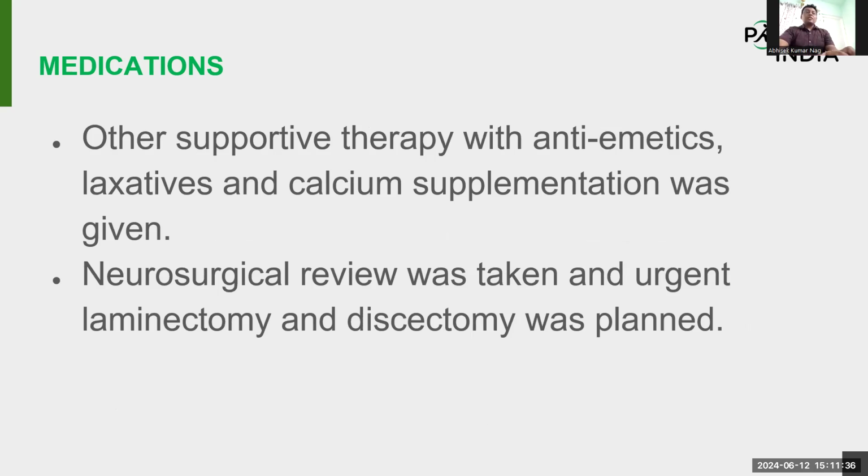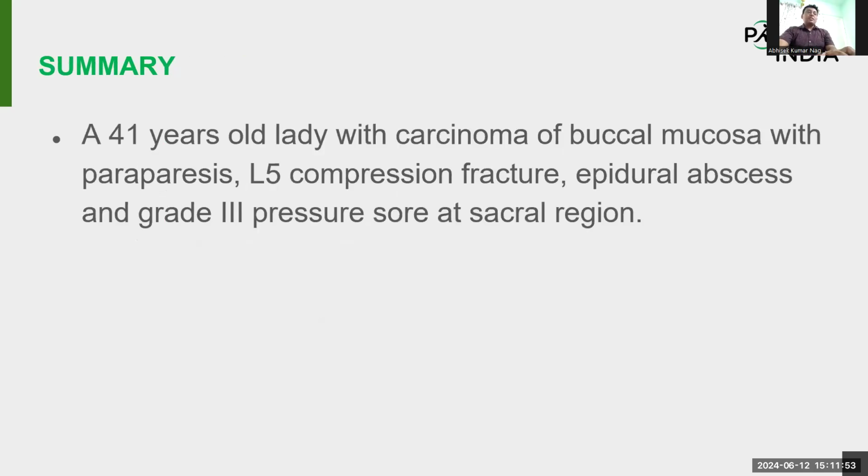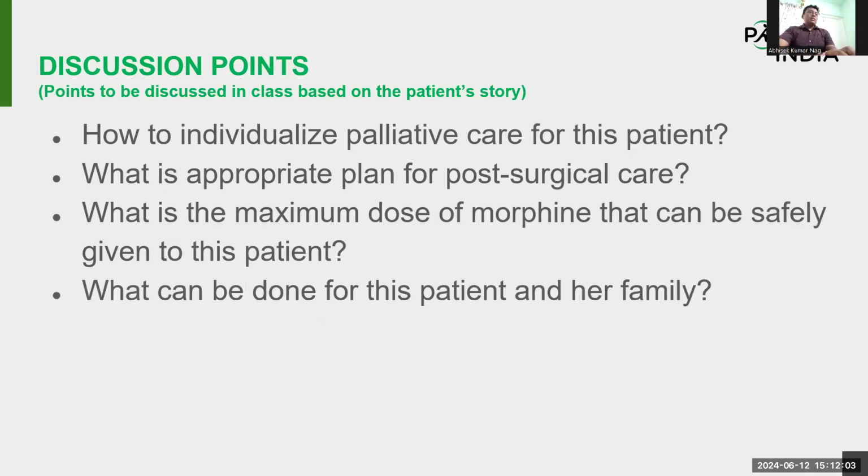Neurosurgical review was taken and an urgent laminectomy and discectomy was planned for this patient. The main concerns of this patient were pain, being bedridden, epidural abscess, pressure sores, psychosocial isolation, and financial problems. In summary, a 41 years old lady with carcinoma buccal mucosa with paraparesis, L5 compression fracture, epidural abscess, and grade 3 pressure sores at the sacral region.